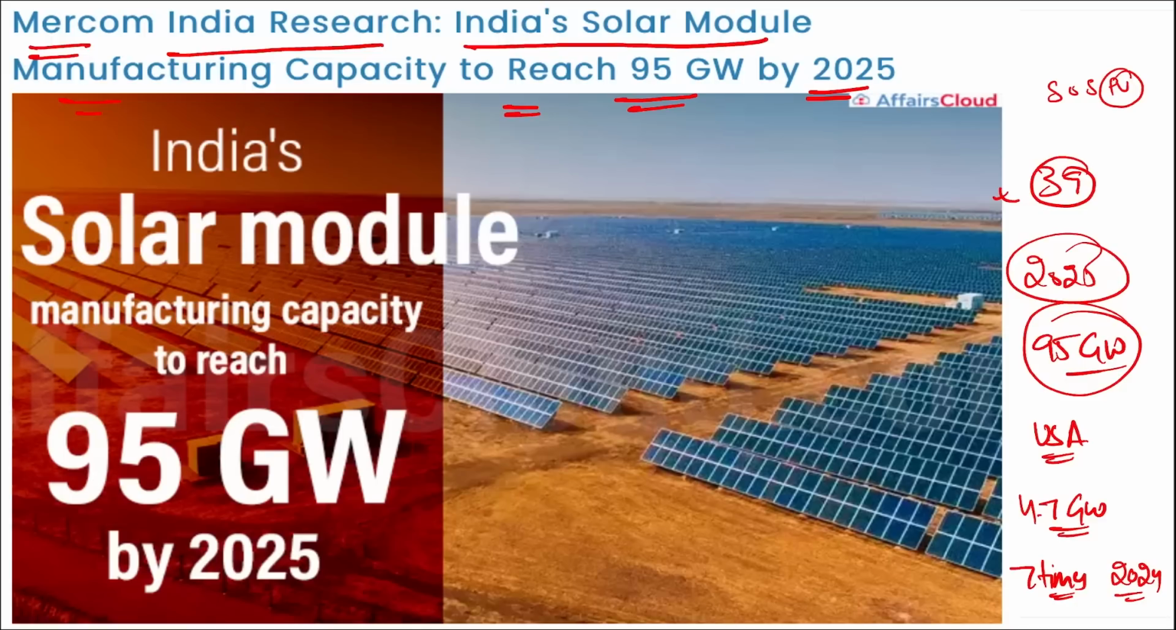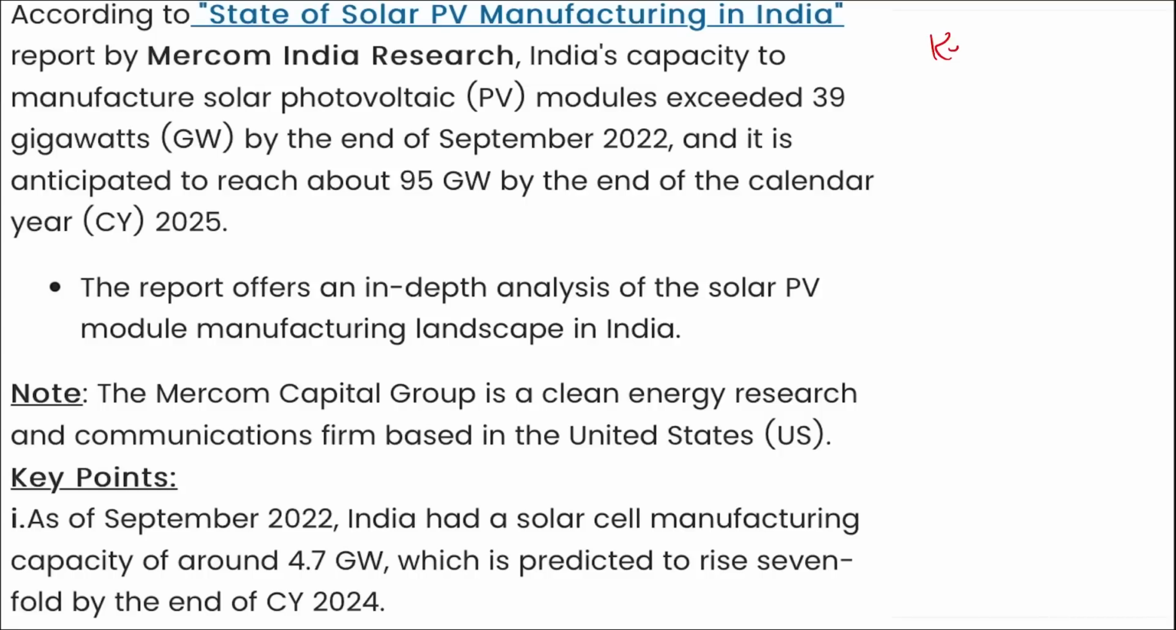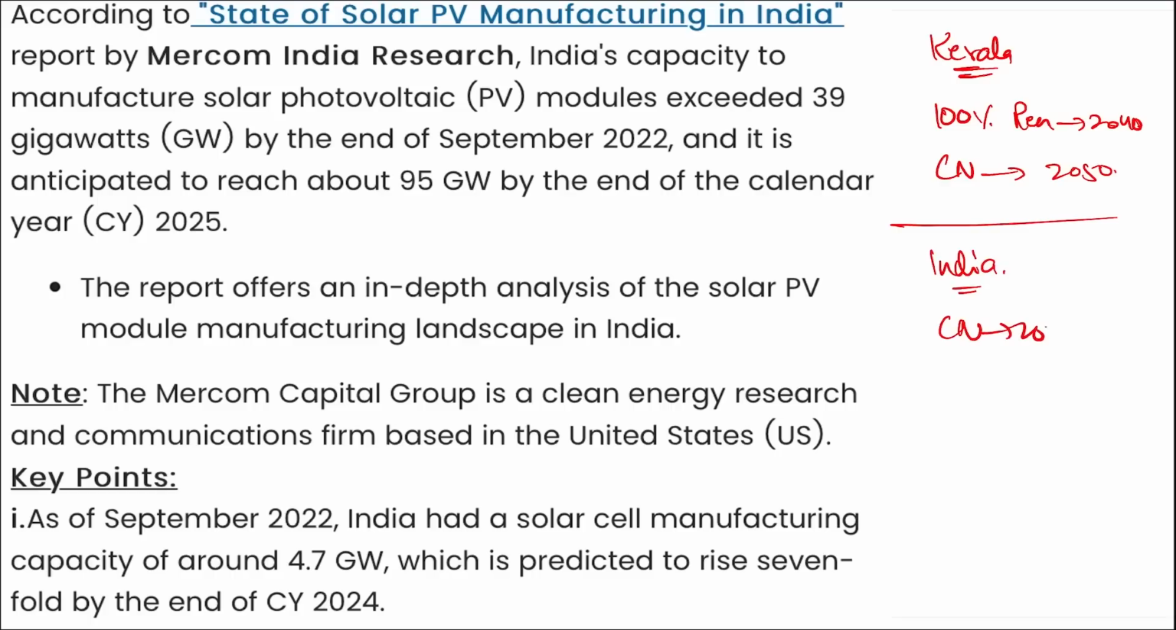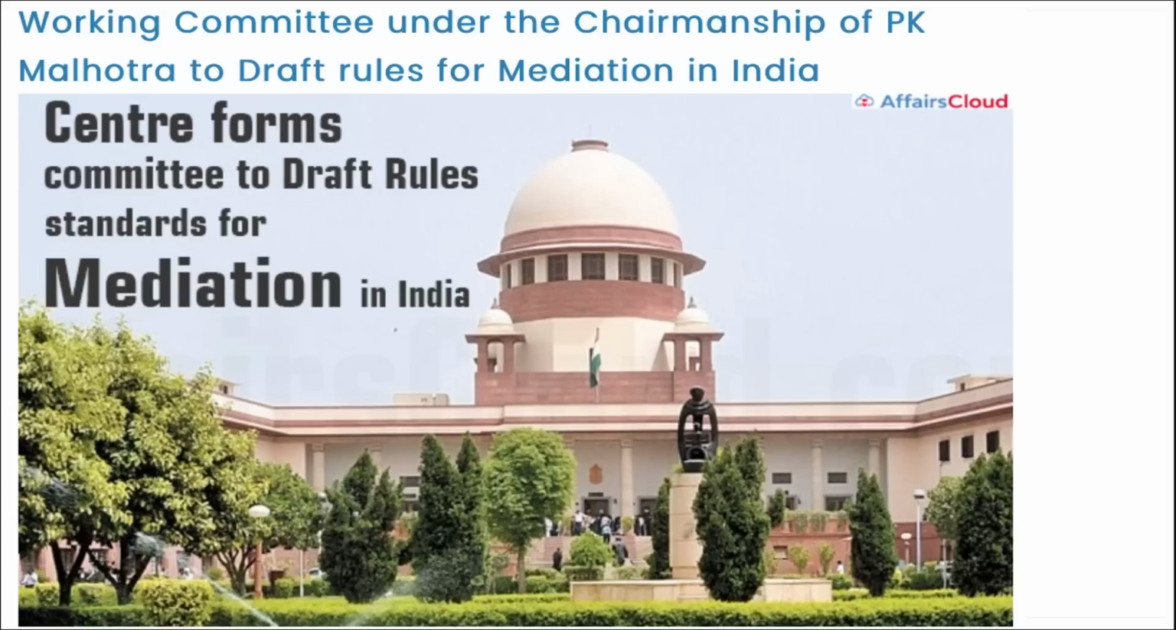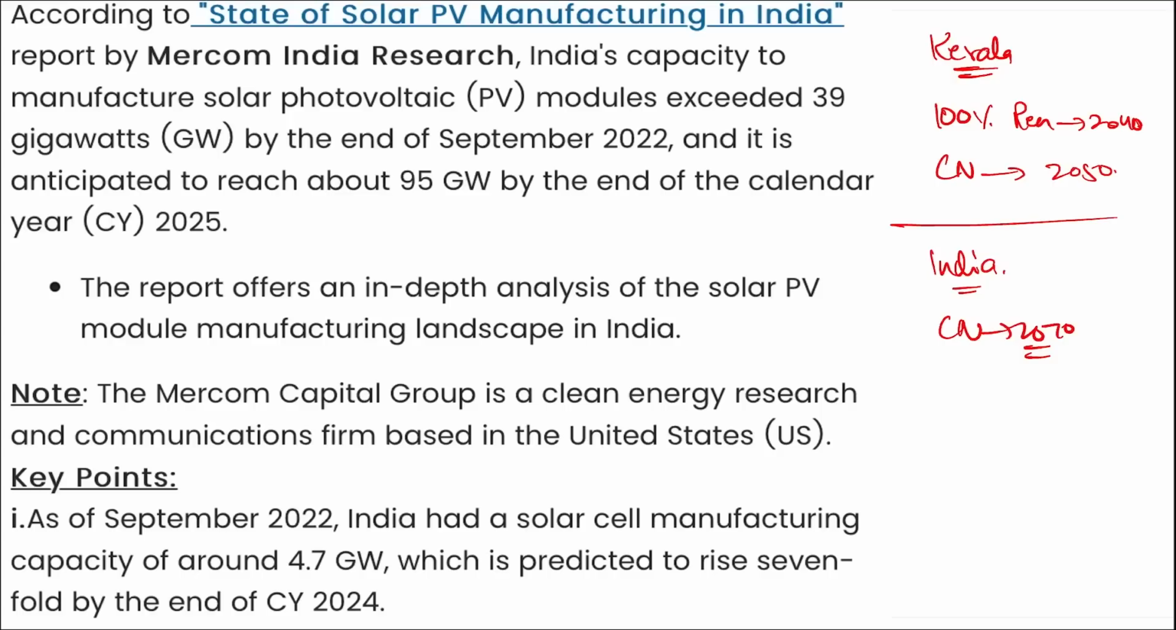What is the target of Kerala to run on 100% renewable energy? It is 2040, and to become 100% carbon neutral, it is 2050. Then what is the target of India to become carbon neutral? It is 2070. One more thing, a question can be asked: which state is home to the majority of the module and cell manufacturers for solar energy? It will be Gujarat. Gujarat is also home to diamond manufacturing and semiconductor manufacturing.